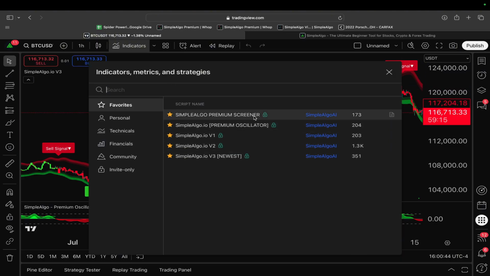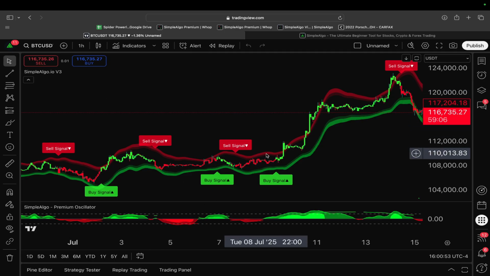We have a premium screener, an oscillator, Simple Algo version 1, Simple Algo version 2, and the latest version, Simple Algo version 3. This is the one that I'm going to be reviewing in today's video, and it is super easy to set up. Once you buy it, it literally takes less than a minute to input your TradingView username and start using the indicator right off the bat.